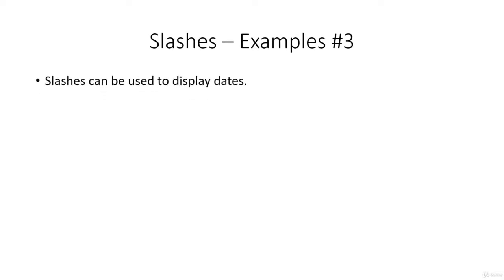We also use slashes to display dates. The meeting is scheduled for the 23rd of the 7th. Please note we would say the 23rd of the 7th, not 23 slash 7. It's just a written abbreviation.